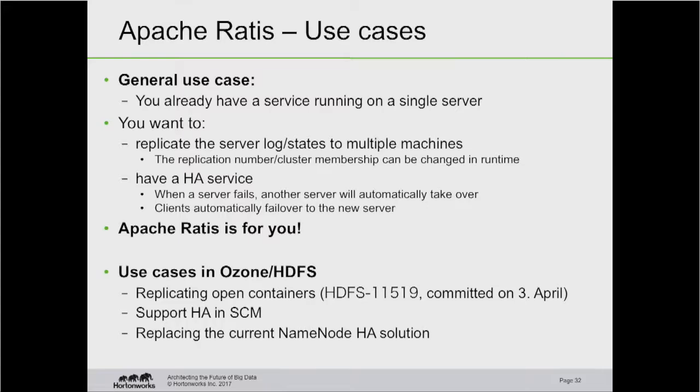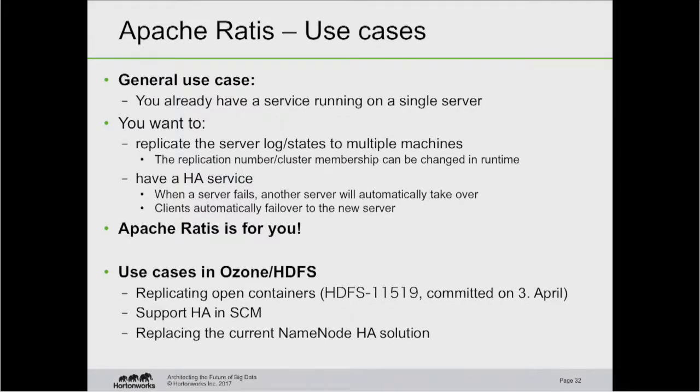Some use cases: for example, if you want a new HA solution, or you want some leader election. For example, for HA in the current HDFS, maybe you can use this Apache Ratis library to replace the QJM. In this way, you can achieve more than two name nodes working together.